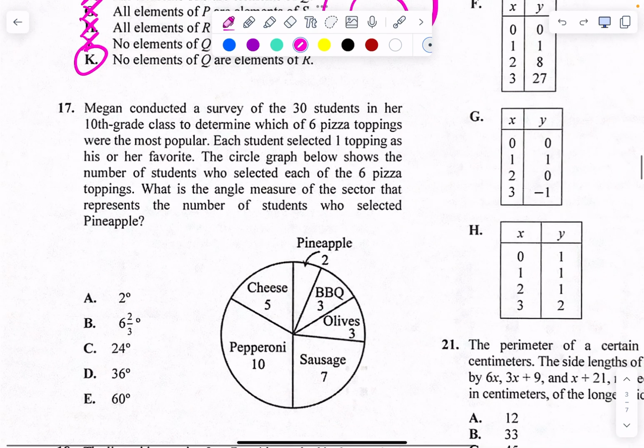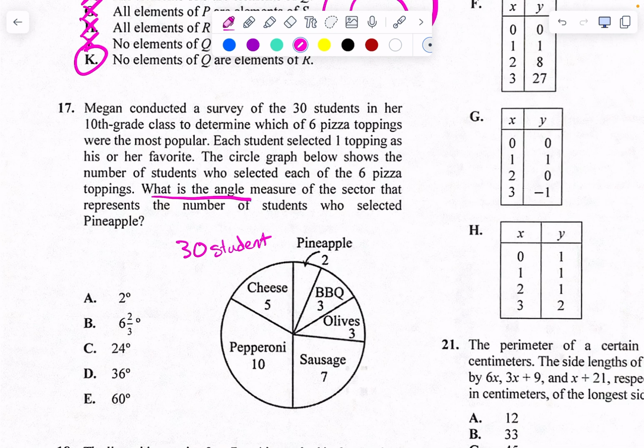Okay, one of these guys conducted a survey of 30 students. That's going to be your total. 6 pizza toppings, each student, and so on. I'm going to skip to the last sentence. What is the angle measure of the sector that represents the number of students who selected pineapple? Pineapple is 2 out of 30.